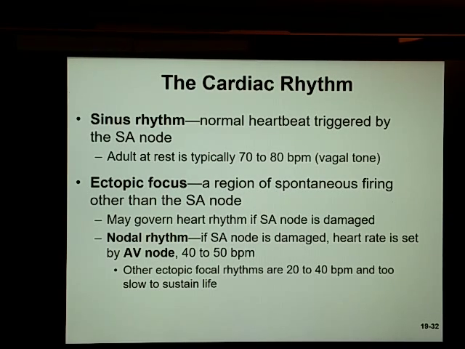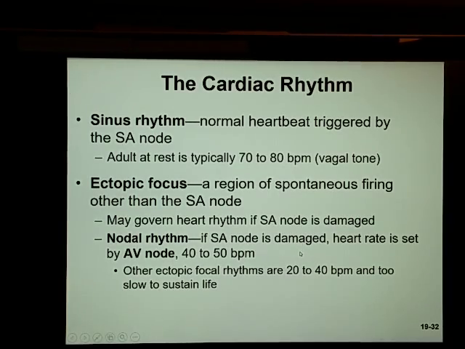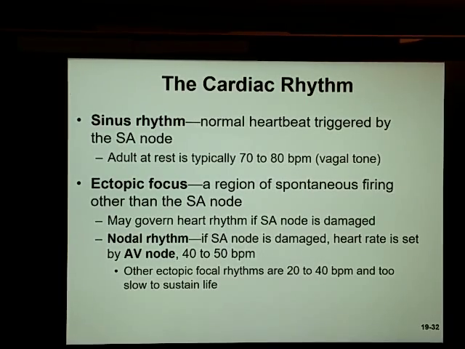If the SA node or the AV node cannot set the pace of the heart, it slows even further. It actually slows to a point where it doesn't sustain life. So when that type of situation begins to happen, this is when people usually need pacemakers. They tend to have problems with the heart beating. They'll most likely be in the hospital, that sort of thing.